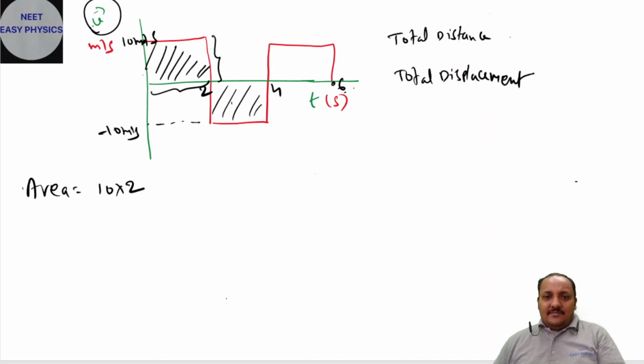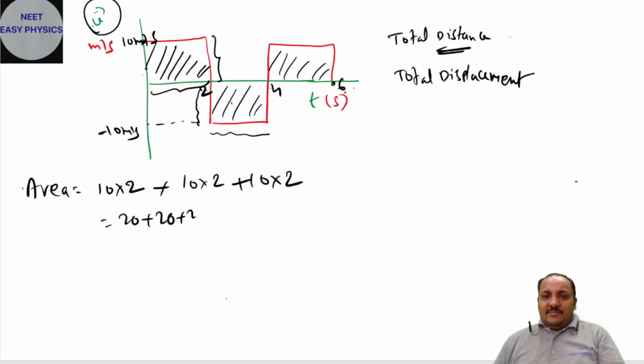This is also the same. If you are calculating distance, we cannot take negative. Therefore, plus this value is going to be 10 into, again this is 4 minus 2, 2. 10 into 2. Next, this area is also the same, plus 10 into 2. Therefore, 20 plus 20 plus 20, that is going to be 60 meters. This is going to give distance.